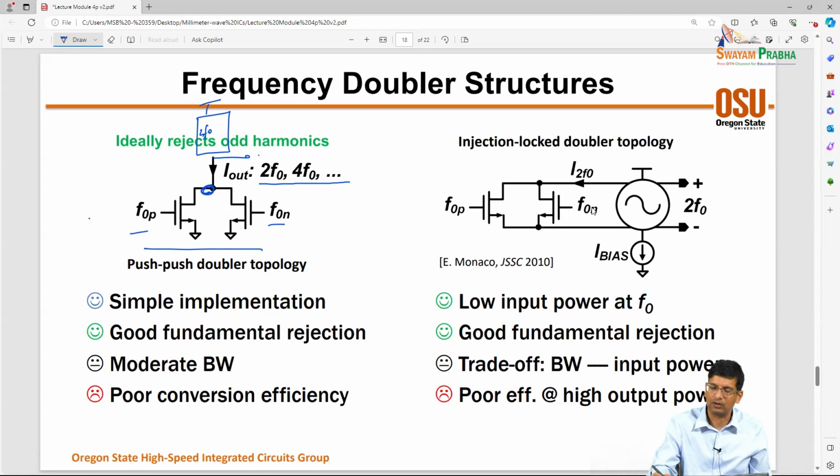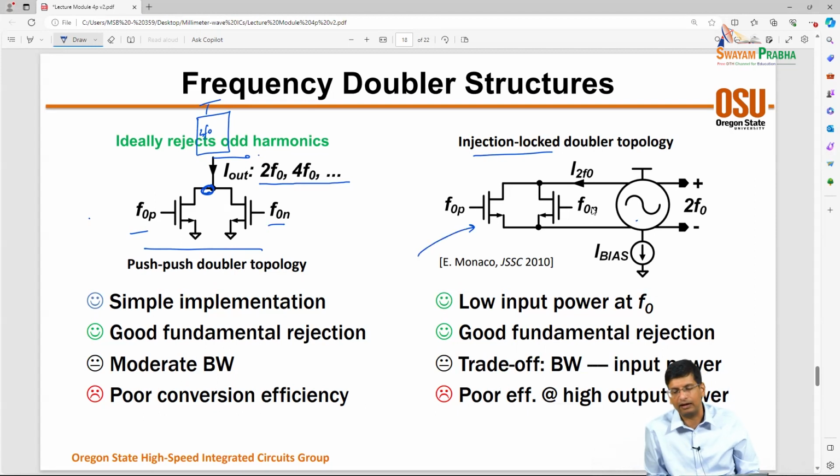There is also the concept of building injection lock doublers, where I build an oscillator at 2f0 and then feed it a signal at f0 as an injection signal, and the oscillator will lock on to it and produce a 2f0 signal.